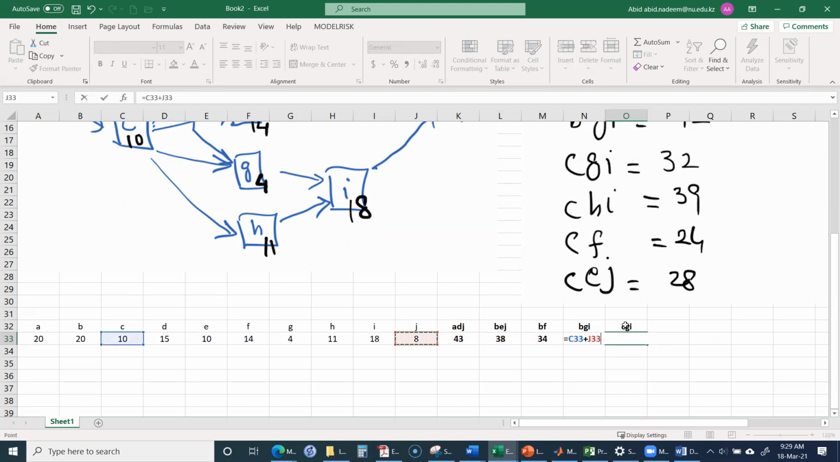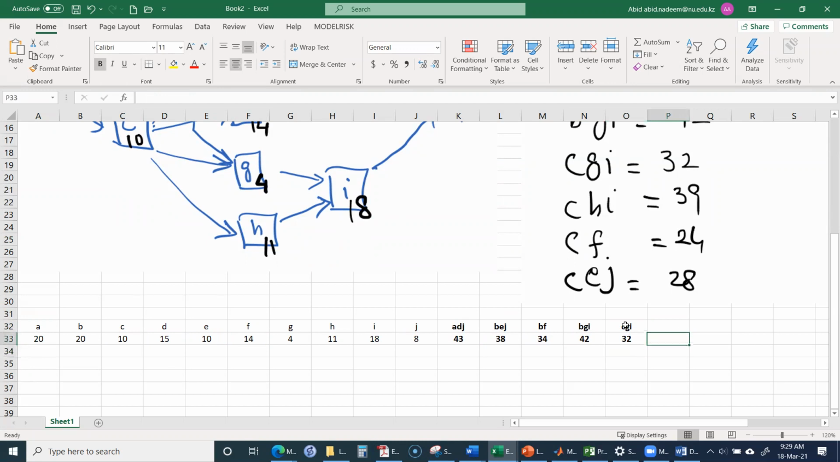Plus G plus I. I is here, 32. And then CHI. CHI is 10 plus 11 plus 18, so 39.